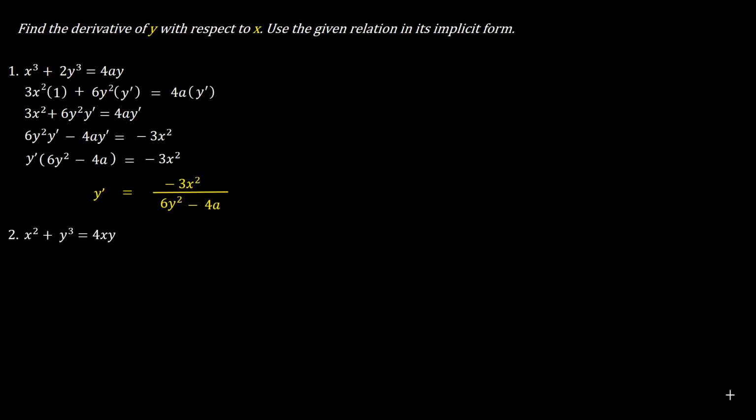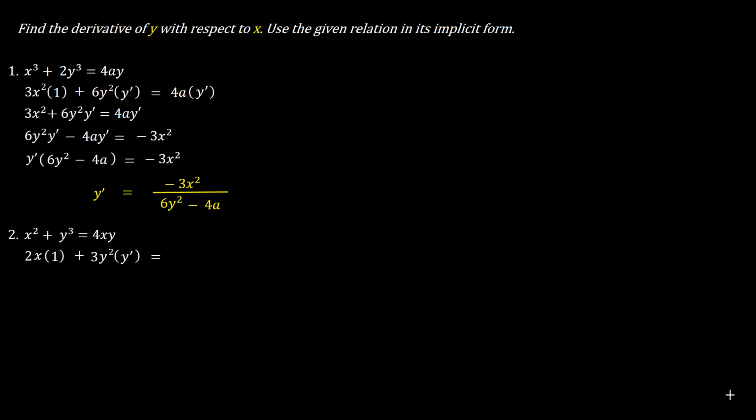Problem number 2: x squared plus y cubed is equal to 4xy. The derivative of x squared using the power formula: just copy the exponent, which is 2, multiply by the base x, then 2 minus 1 is equal to 1. The derivative of x, which is the base, is 1, plus the derivative of y cubed using also the power formula: just copy the exponent, which is 3, multiply by the base y, subtract 1 from the exponent, 3 minus 1 is equal to 2.